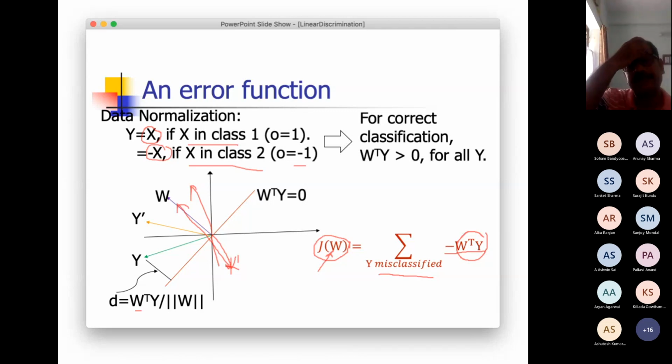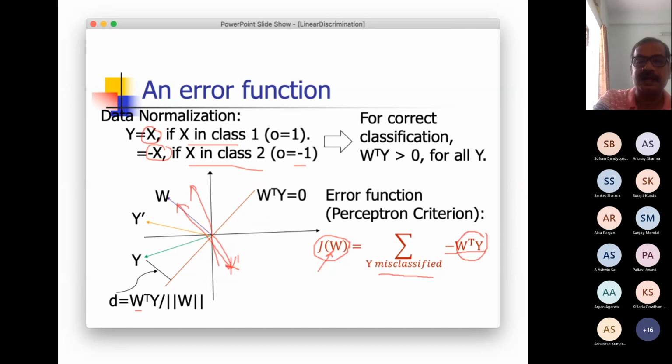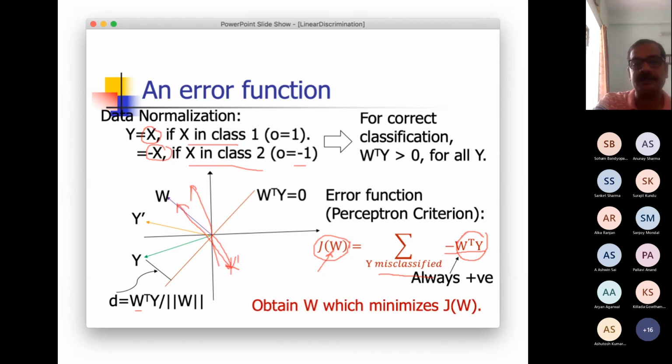As you can see, for correct classification, W transpose Y is greater than 0. We call this error function the perceptron criterion, because, as I mentioned, the perceptron node representation also expresses the same problem equivalently. And this value is always positive, because of the negation of the negative value. Then you should obtain W which minimizes this.